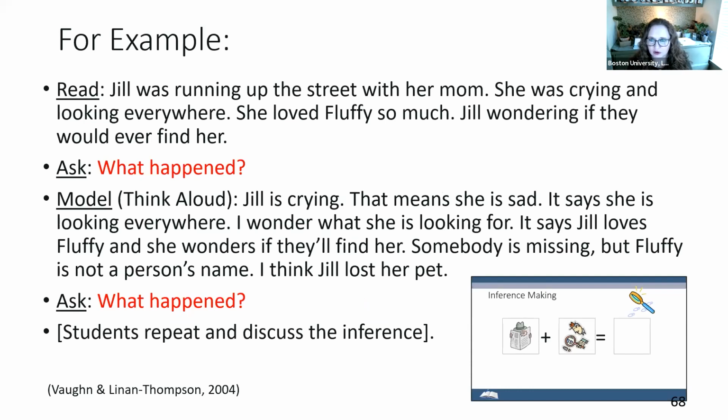Jill running up the street with her mom. She was crying and looking everywhere. She loved Fluffy so much. Jill was wondering if they would ever find her.